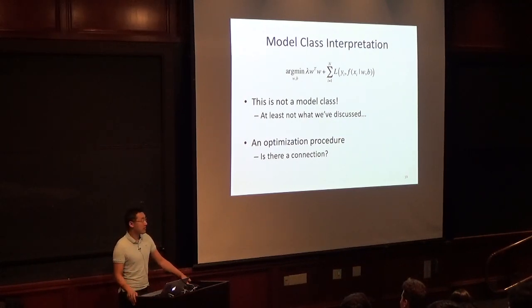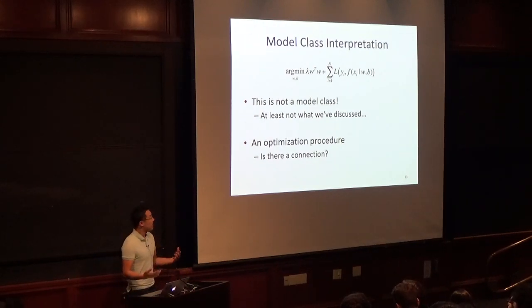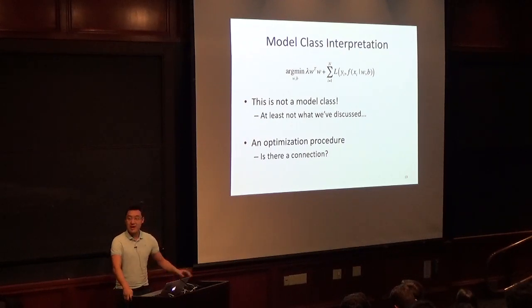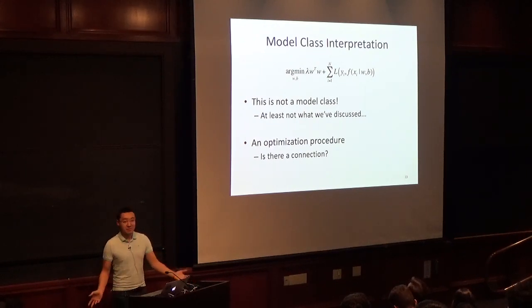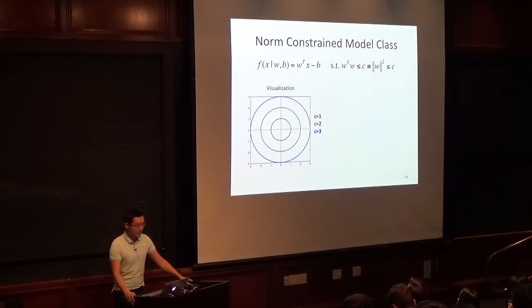Now we're going to talk about the question that was raised earlier in the beginning of this lecture, which is: what is the connection to a model class? It seems like this lambda doesn't directly correspond to a model class, at least not the way we discussed in class so far. It just seems like a tuning parameter of an optimization problem. So is there a connection? There is. Let's talk about norm-constrained model classes.